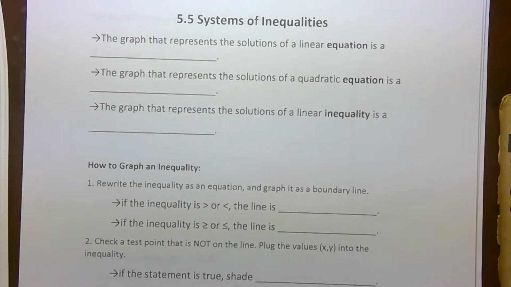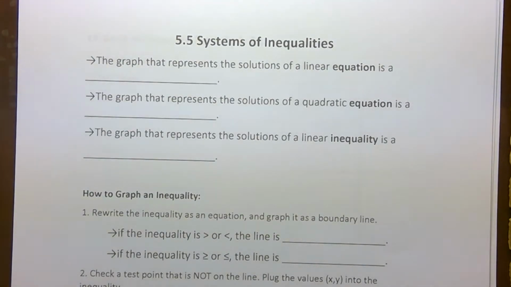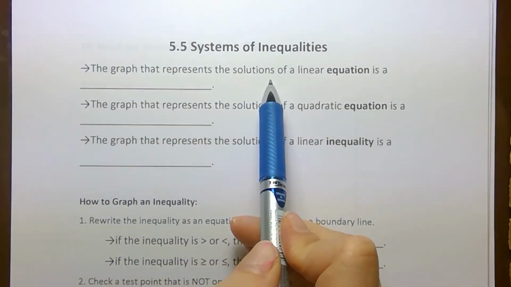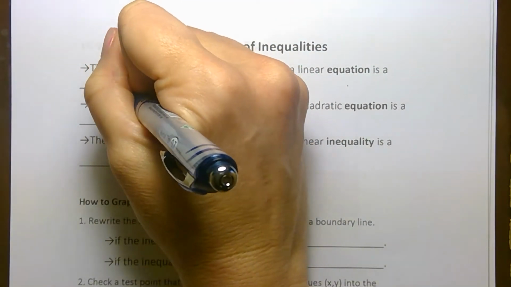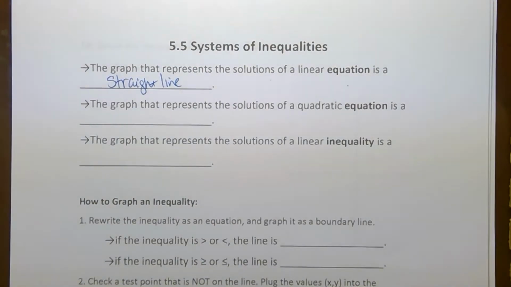In 5.5, instead of talking about solving systems of equations, now we're talking about solving systems of inequalities. Remember, in inequality, I'm going to be talking about greater than, less than, greater than or equal to, less than or equal to. The graph that represents the solutions of a linear equation is going to be a straight line because every point on that line satisfies that one equation.